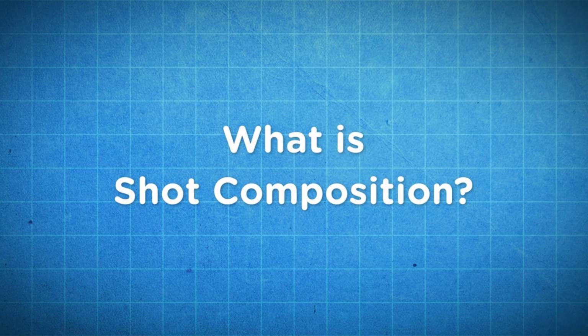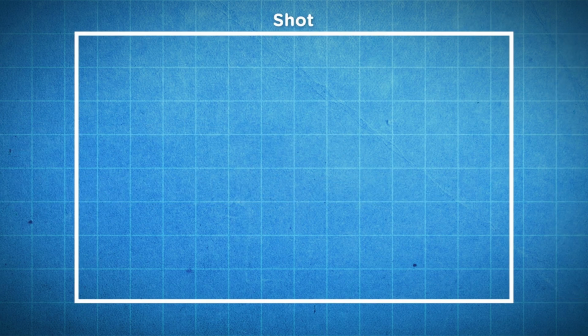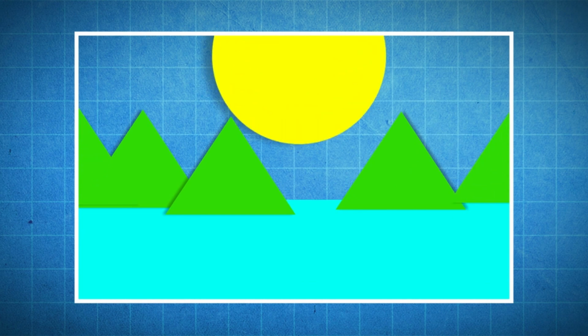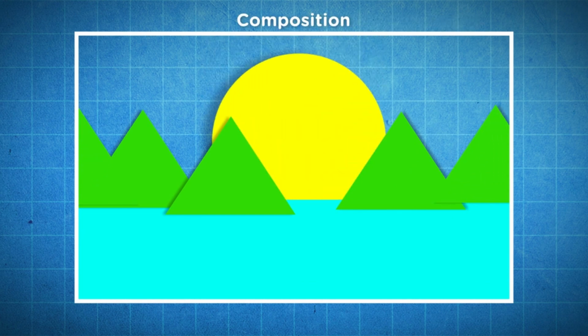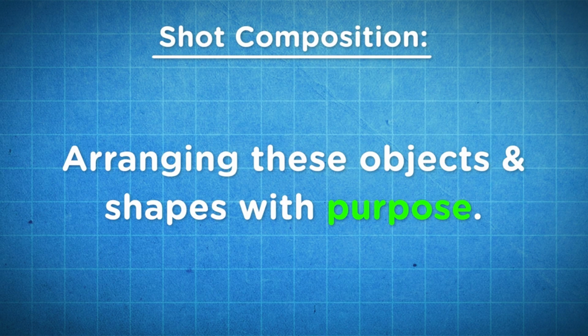So, what is shot composition? Well, first, let's start with a shot. A shot is just a frame arranged with objects and shapes to make up a composition. So shot composition is just arranging these objects and shapes with purpose.